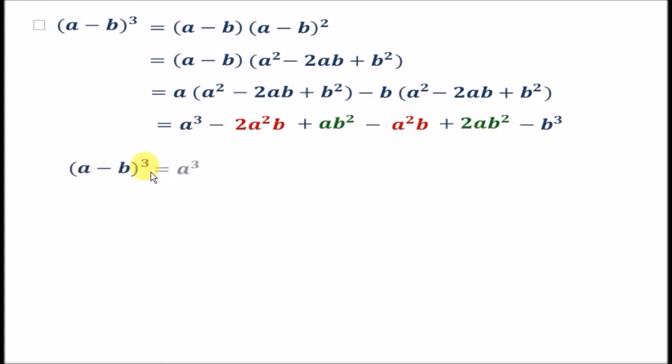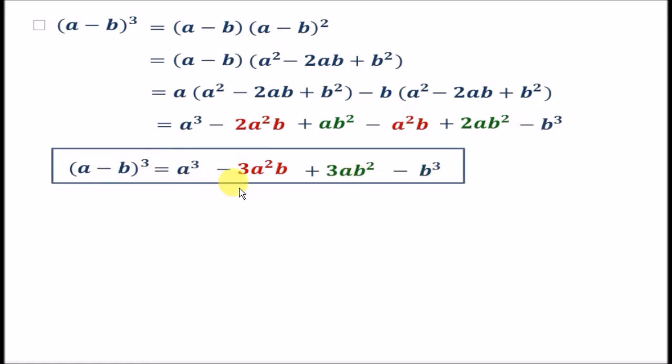So we will have a minus b whole cube equals a cube minus, minus plus, but the sign will remain minus. 2 plus 1 will be 3, so that is minus 3a square b, plus 1ab square plus 2ab square, that is 3ab square, and then finally minus b cube. So a minus b whole cube equals a cube minus 3a square b plus 3ab square minus b cube.